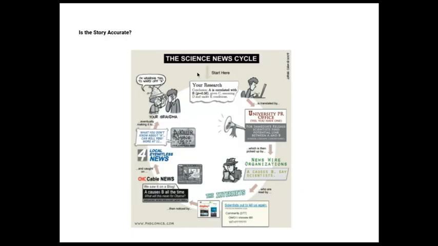So we'll start here with the news cycle. Your research says, conclusion, A is correlated with B. Now, you should know that there's a difference between correlation and causation, and we're going to get to that in a second. Correlation means that the two things have a relationship with one another, but it has no basis for saying that one causes the other. One causing the other is not a correlation.